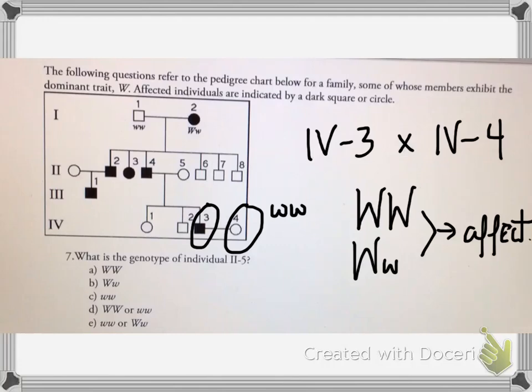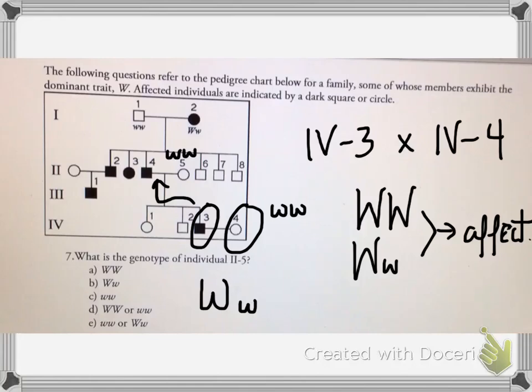You then look at that individual's parents. You see that one of its parents is not affected, so must be a little w, little w. So then you know that that parent must pass down a little w to its child, because that's all it has to give. It doesn't have a big W, it only has 2 little w's. So this child must have gotten a big W from the other parent.